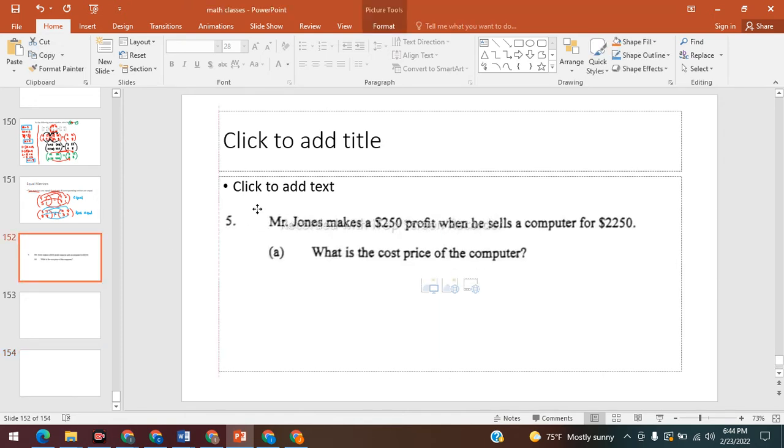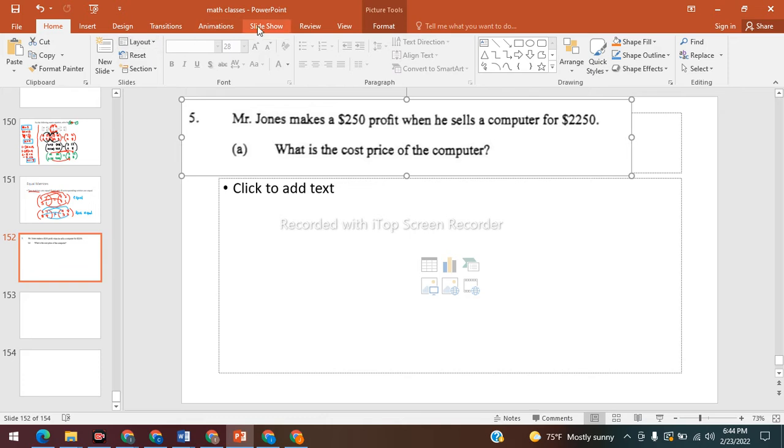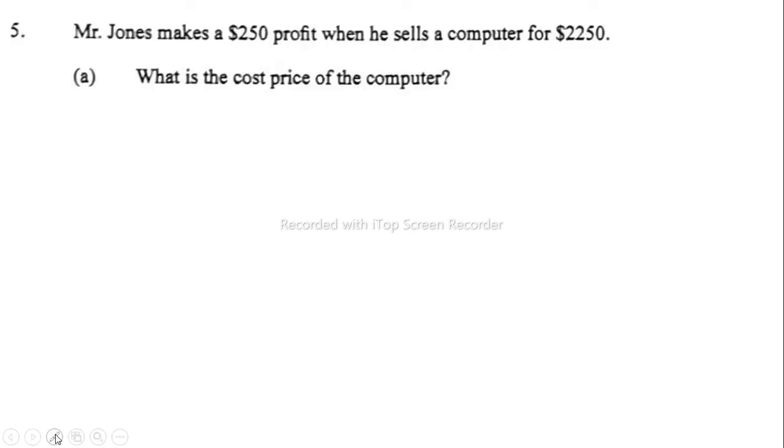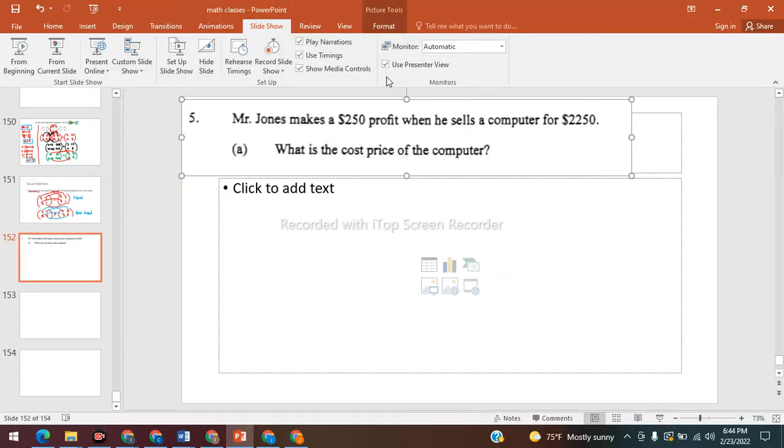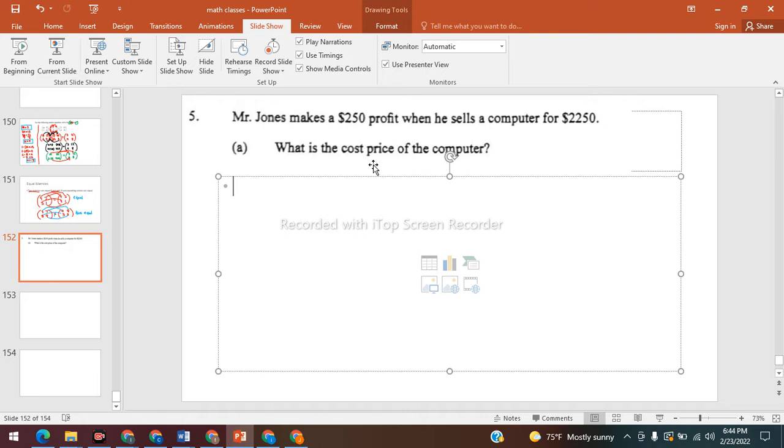Sorry. Alright. But we should know how to do this with this question. This one says that Mr. Jones makes a $250 profit when he sells a computer for $2,250. What is the cost of the computer? That's easy. What is it? Subtract. Yeah, subtract. So what's the cost of the computer? 2,000. Very good.